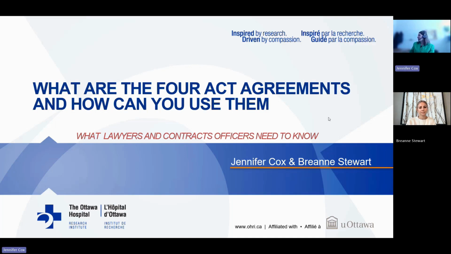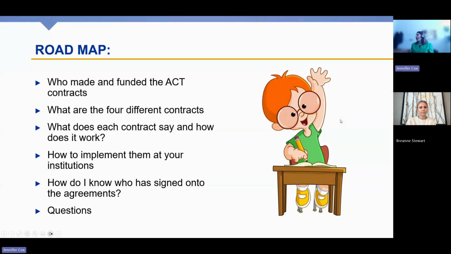All right, so here's our roadmap for today. We're going to talk about who made and funded the ACT contracts. What are the 4 different contracts? What does each one say and how does it work? We're going to talk a little bit about how to implement them at your institutions, as well as how to know who has and has not signed on. And then we're going to leave a lot of time at the end for questions.